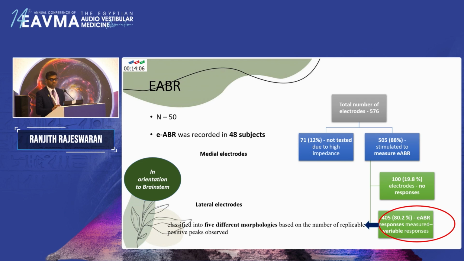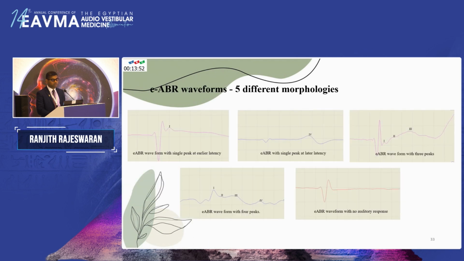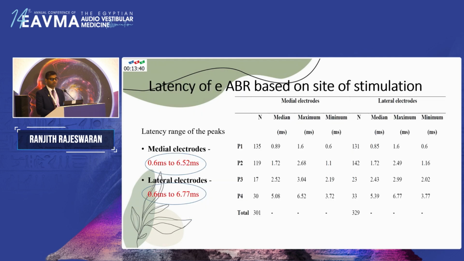And these responses are classified as 5 different morphologies based on the latency and the number of peaks. We tried to see if there is a correlation between the medial and the lateral electrode, but we did not see any correlation in that. However, these are the 5 different morphologies. You may have EABR with single peak, early latency, single peak, late latency. You can have 3 peaks, 2 peaks EABRs, and also no peaks. So morphology may vary.